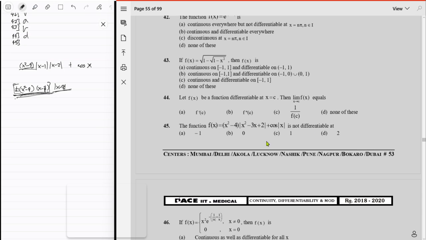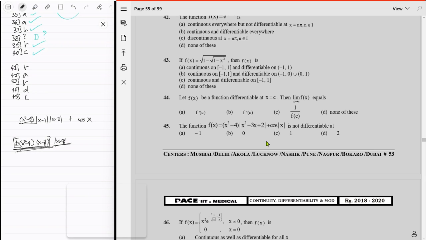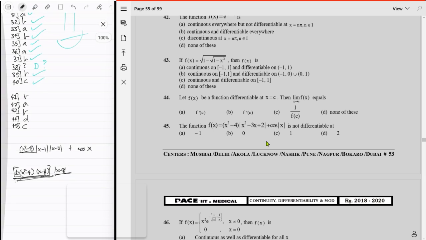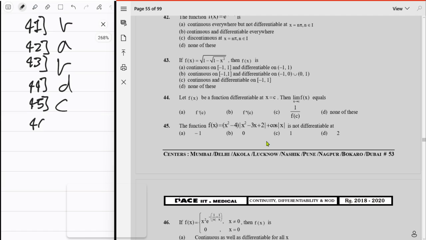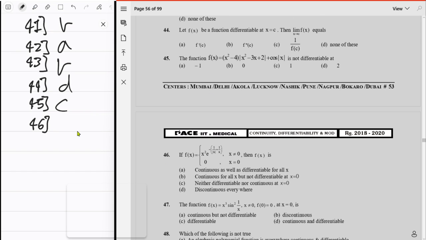So that's option C. Next question, 46th. And I would suggest you do this question by yourself. Actually take the piecewise definitions and see how the differentiation works out in each case and how it's changing at 1 and 2. You will see what happens.